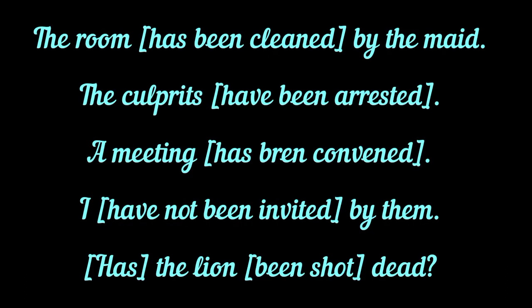Now take some examples of present perfect tense in passive voice. The room has been cleaned by the maid. In this sentence, has been cleaned is in present perfect tense passive voice. Has been and the third form of the principal verb clean. The culprits have been arrested. Here, have been arrested is in passive voice present perfect tense. Have been and the past participle of arrest.